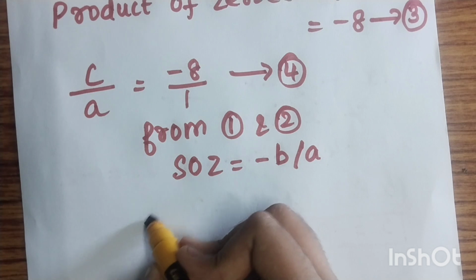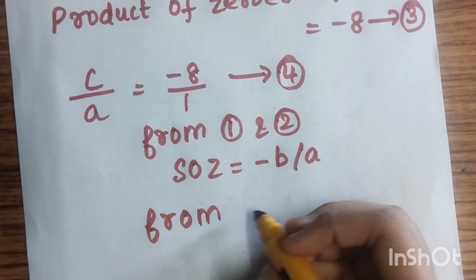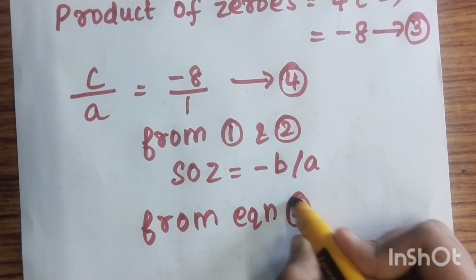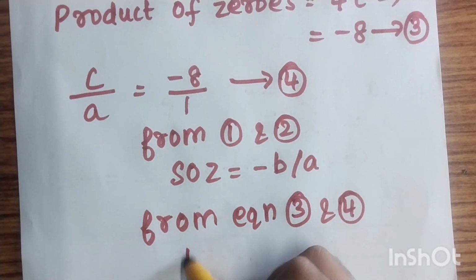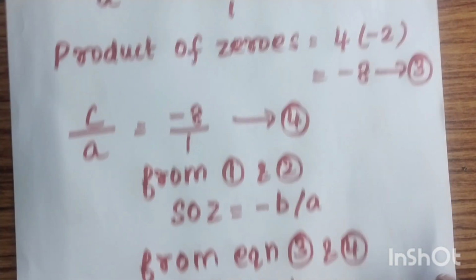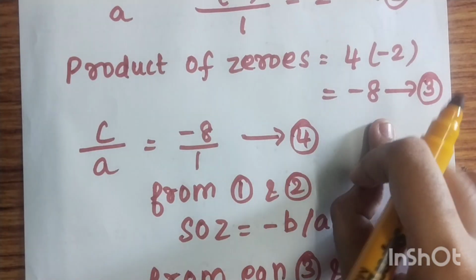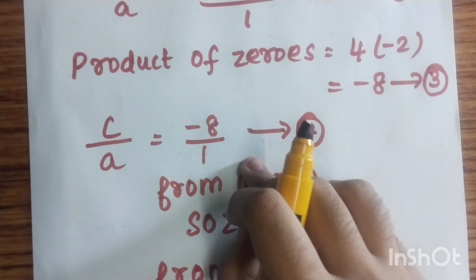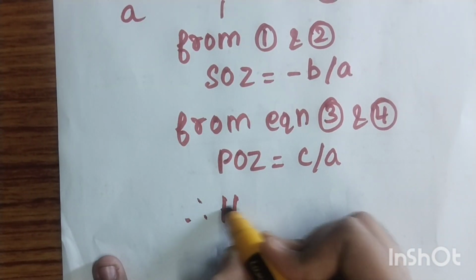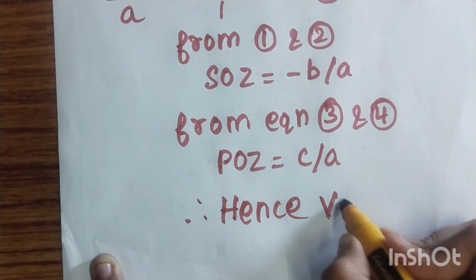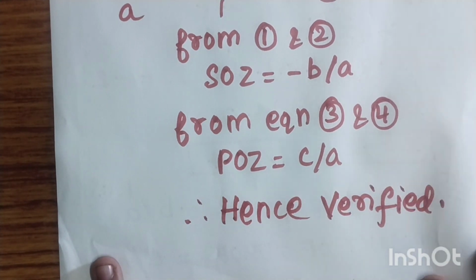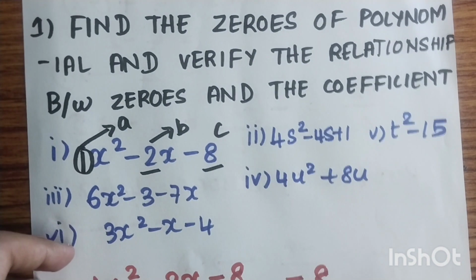So I can write from equation 3 and 4, POZ, product of the zeros, is equal to C by A. So this is my product of the zeros value, minus 8. It is equal to C by A. C by A is minus 8. So I am writing it is equal. So hence verified. Clear? So next, moving on to next sum.